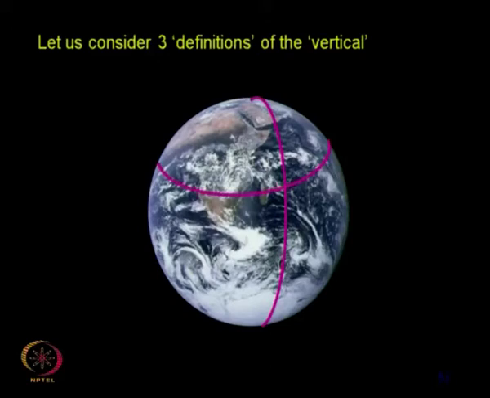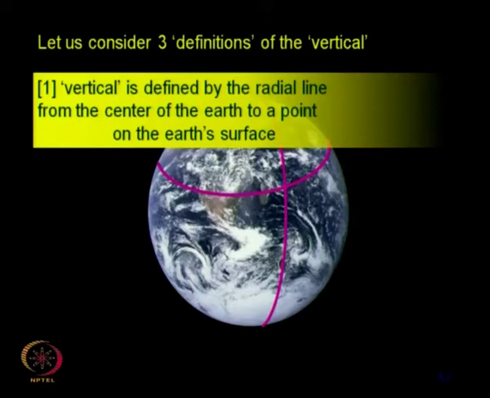So, you have a point on the earth surface, and at the point of this intersection you want to define what a vertical is. So, what you do is define the vertical as a radial line from the center of the earth to a point on the earth surface. So, you have got a center of the earth somewhere here, and you define the vertical by this radial line, and this looks like a perfectly reasonable definition of a vertical.